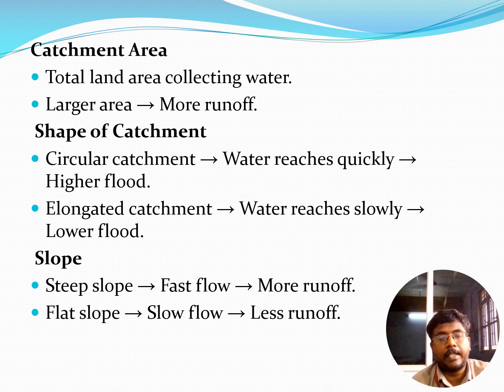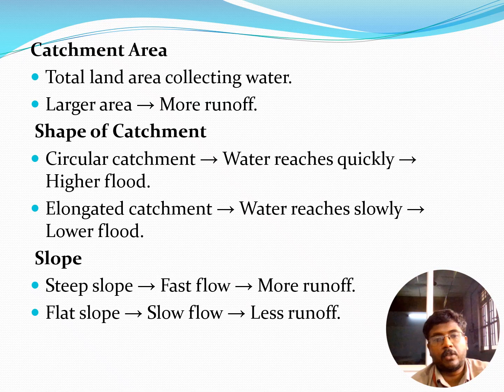Next we see about the shape of the catchment. The shape of the basin determines how quickly water reaches the outlet, when comparing a circular catchment as well as an elongated catchment. In a circular catchment, water reaches quickly, giving a higher peak. When compared to the circular catchment, in an elongated catchment the water reaches the common exit outlet slowly.